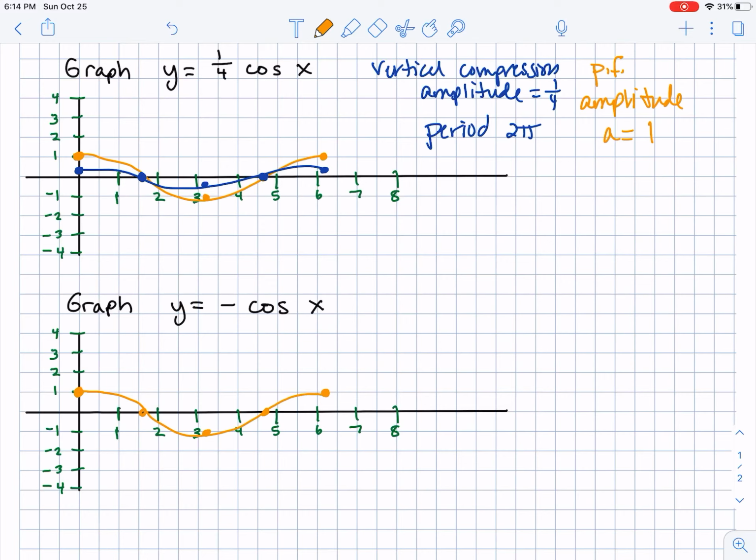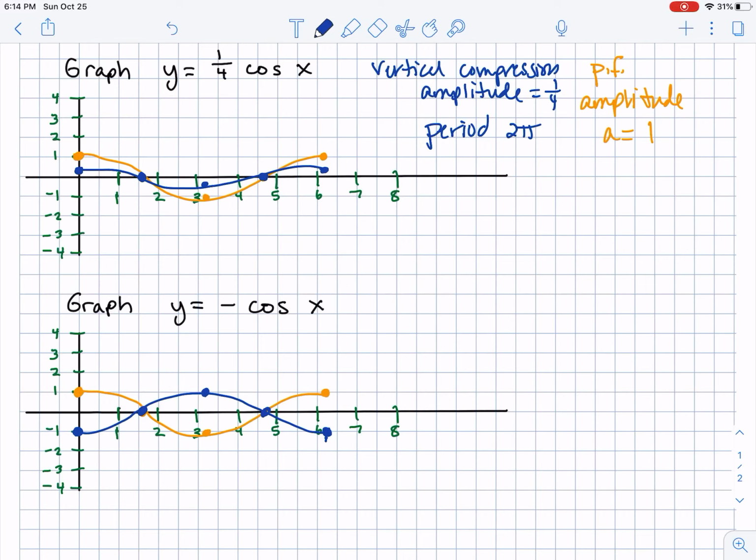Notice for the parent function, the amplitude is 1. Now, if I reflect every single one of these points over the x-axis, if I reflect our maximums at 1 over the x-axis, then I get -1. If I reflect the minimum, which is at -1, over the x-axis, it's at 1. And zeros are on the reflecting line, so that's where our preimage equals our image. Here is your reflection of the cosine function. So you're reflecting each point over the x-axis.